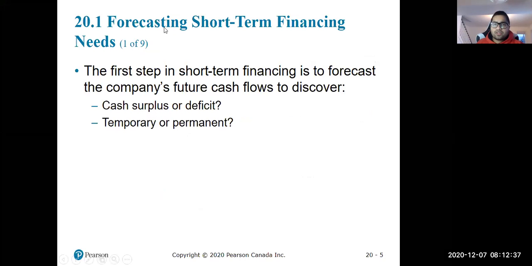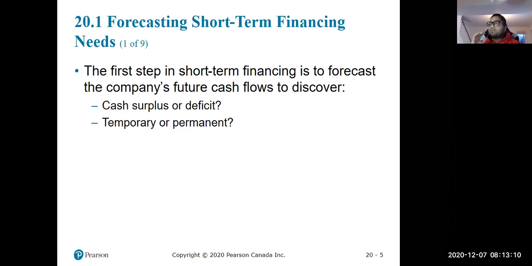Okay. So forecasting short-term financing needs. The first step in short-term financing is to forecast the company's future cash flows to discover whether you have cash surplus or deficit, and whether the surplus and deficit is temporary or permanent. If you can gauge that this deficit is permanent, you can borrow money in the long term and use it, because long-term borrowings are cheaper than short-term borrowings.